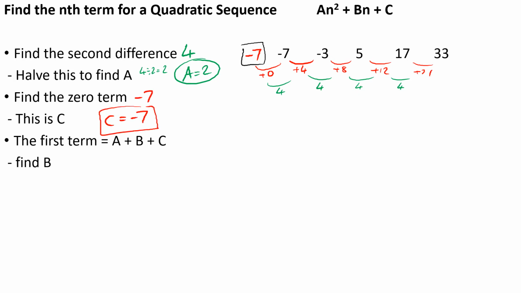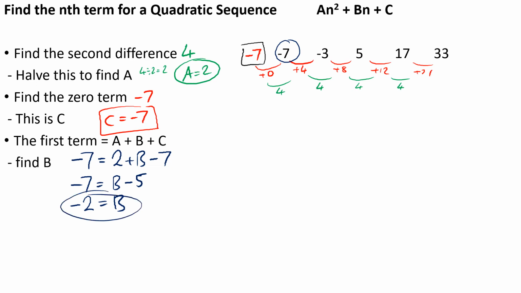And lastly, the first term is a plus b plus c. So remember, this is our first term. So we're saying minus 7 is equal to a, which is 2, plus b, minus 7. So be careful with your signs here. 2 minus 7 is minus 5. So we're saying minus 7 is equal to b minus 5. And then we need to add that 5 to the other side. So minus 2 is equal to b. And you could also check, does 2 minus 7 give you minus 7, which it does. So there's our answers. So we got 2, minus 7, and minus 2.